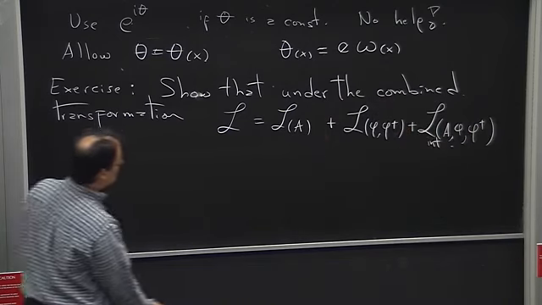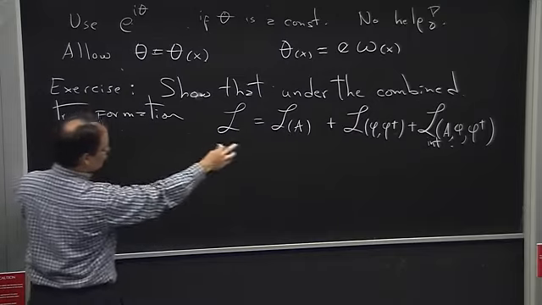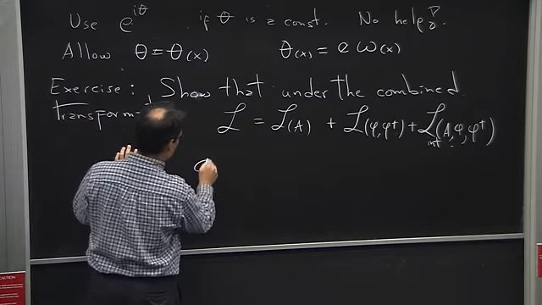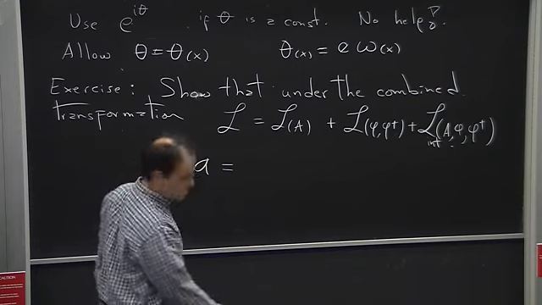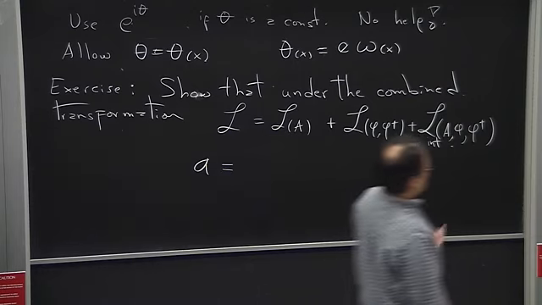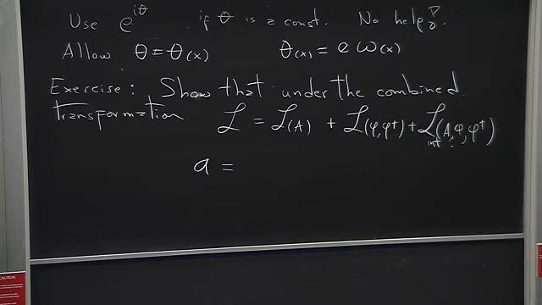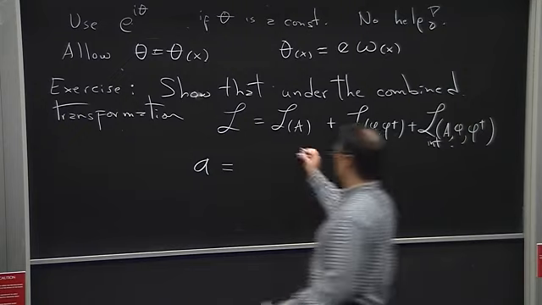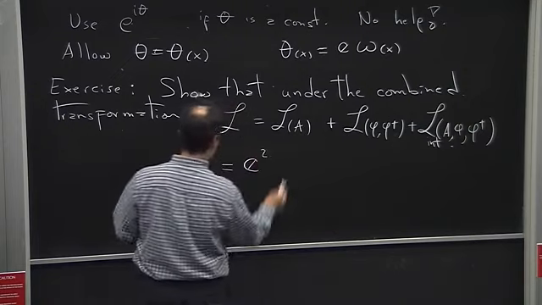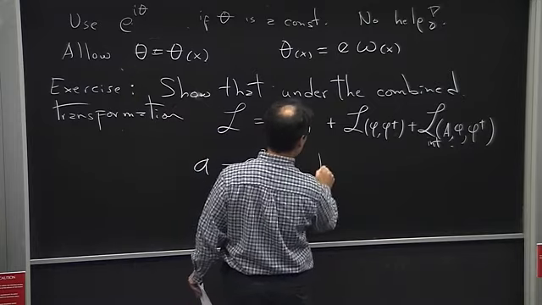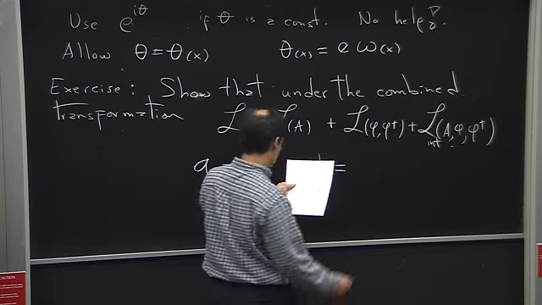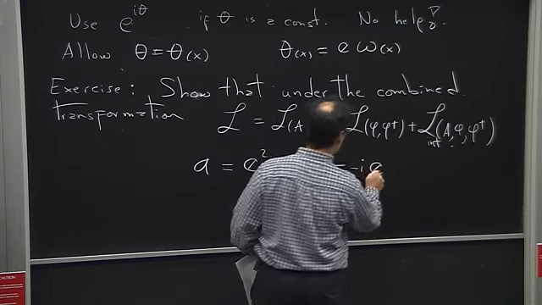And that happens, so that's your exercise to show that that happens if we set A to be E squared, and if we set B to be minus iE.